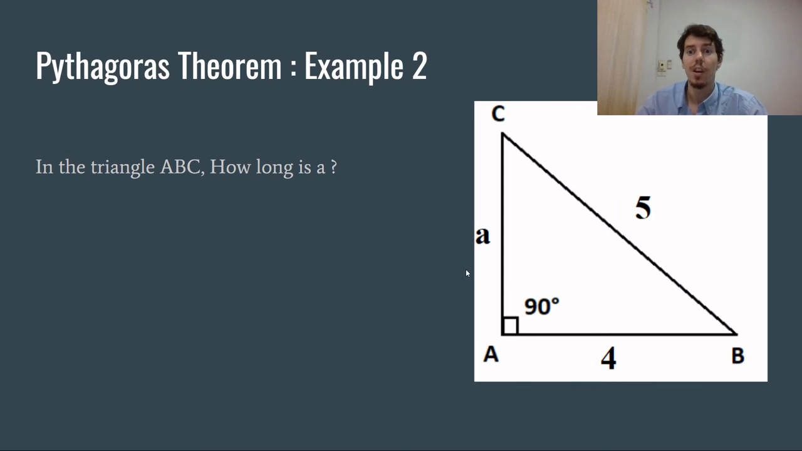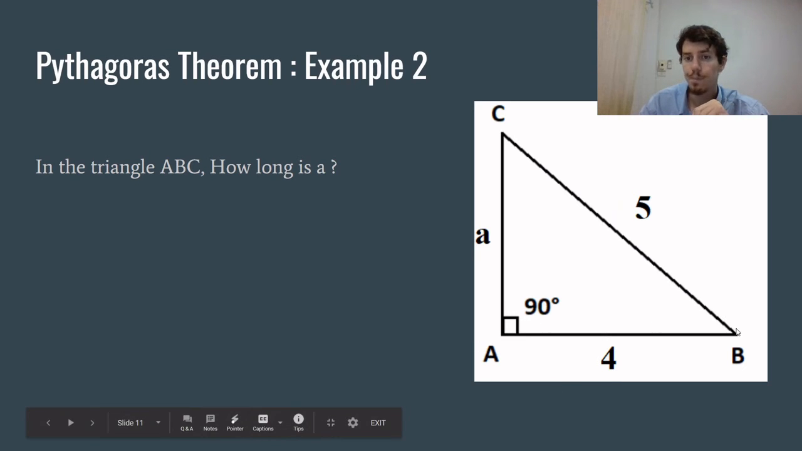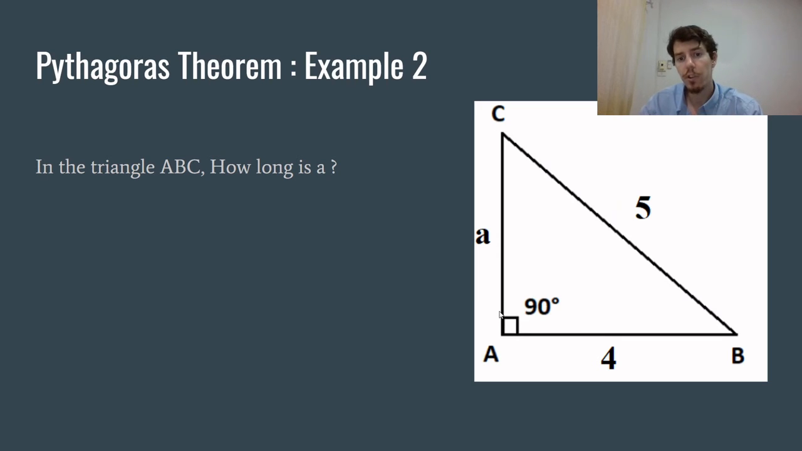Alright guys, another exercise, example number 2. It's almost the same as before. We have a triangle ABC, and we know two sides. I tell you here, AB is 4, BC is 5, and we want to know AC. It's almost the same as before, but I just changed 2 sides. So here, if you look, we know the hypotenuse and one of the other sides, but there's one side that we don't know. The side I call A. So what do we do here?